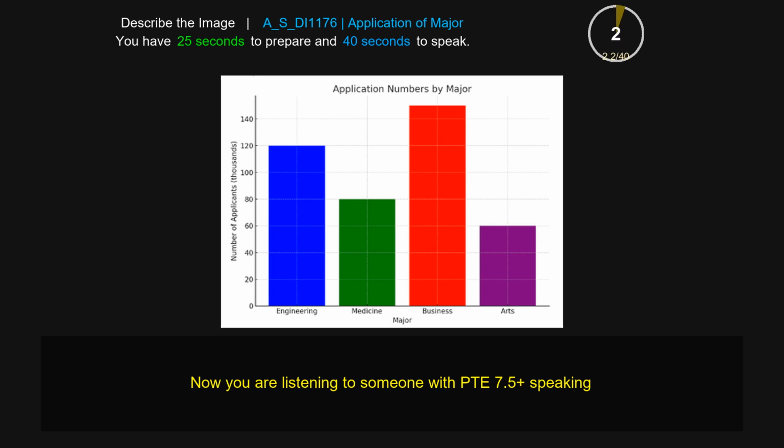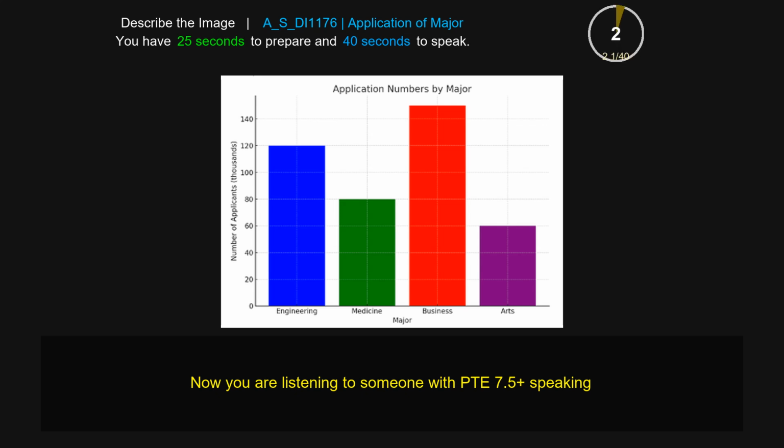The picture provided is a bar graph which depicts the application numbers by majors. The x-axis lists the different majors such as engineering and arts, while the y-axis represents the number of applicants in thousands ranging from 0 to 140,000. It is clearly visible that business has the maximum number of applicants, which is more than 140,000. Conversely, arts has the minimum number of applicants, which is less than 80,000. The data is valuable for the applicant numbers by major and highly effective.